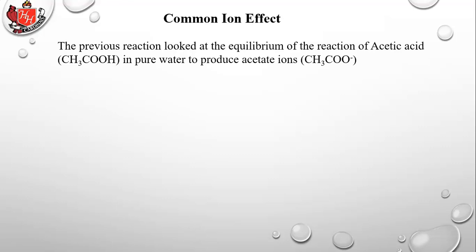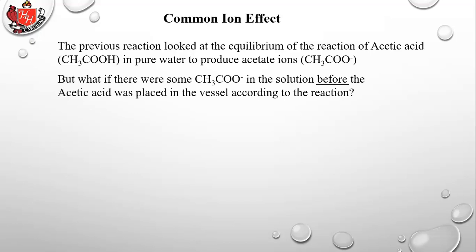But the previous reaction looked at the equilibrium of a reaction of acetic acid, that's CH3COOH, in pure water to produce the acetate ion, that's CH3COO minus. It lost the proton but not the electron from the hydrogen, and so it now has a negative charge on it. But what if there were some of the acetate ion in the solution before the acetic acid was placed in the vessel, according to the reaction that you see there?